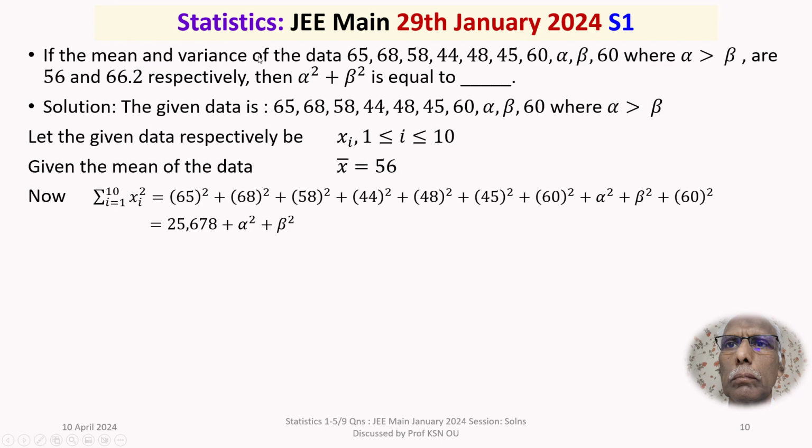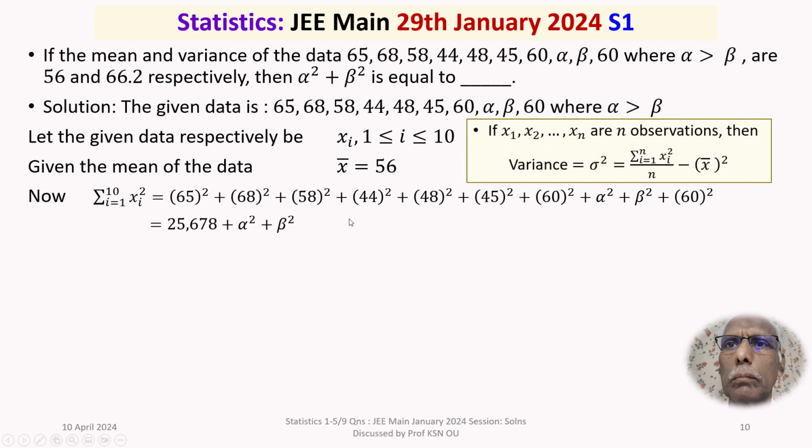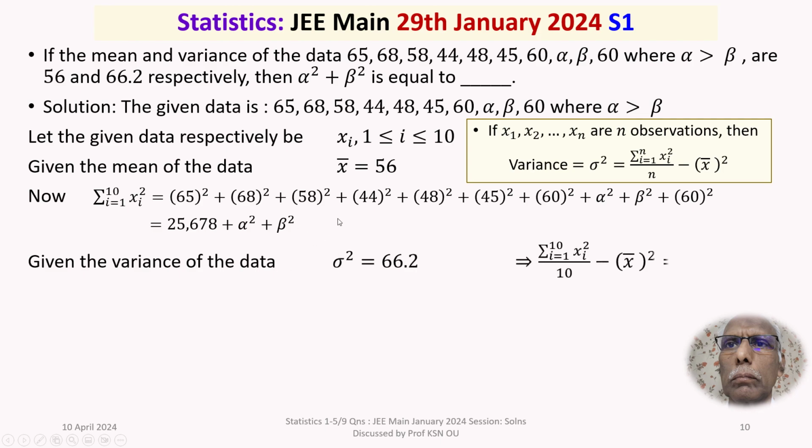And we are given the variance. For variance sake, we have calculated this one. So, in the variance formula, we know sigma square is equal to sigma i is equal to 1 to n xi square by n minus x bar square. That's the formula. And now the variance of the data, sigma square, is given to be 66.2.